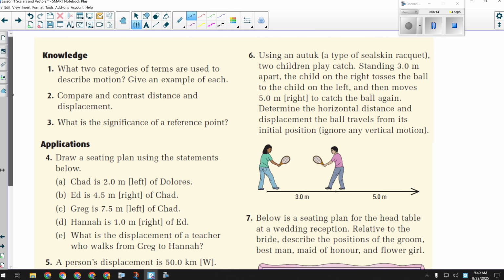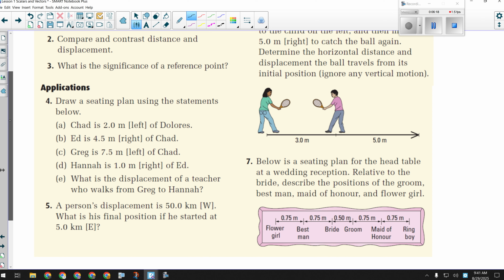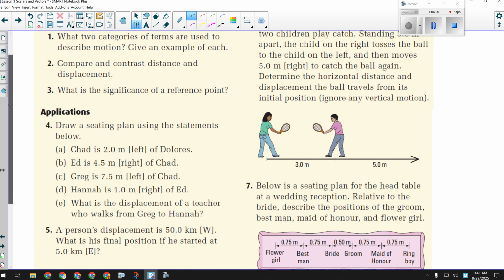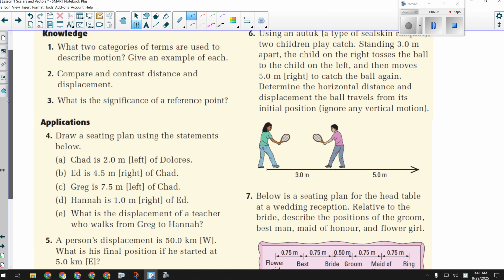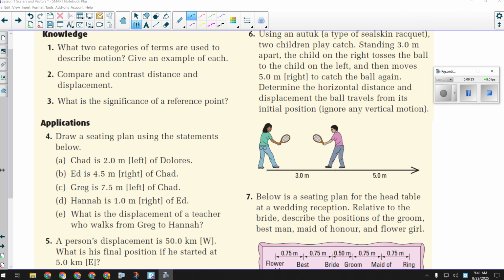All right, I would like you guys to try right now 4, 5, and 6, please. We'll do 4, and then I'll give you some more time. But 4, 5, and 6 are the ones I would like you to do. I'll move this out of the way. So, who do you draw first? If you're going to draw that seating plan, which person do you put on your paper first?